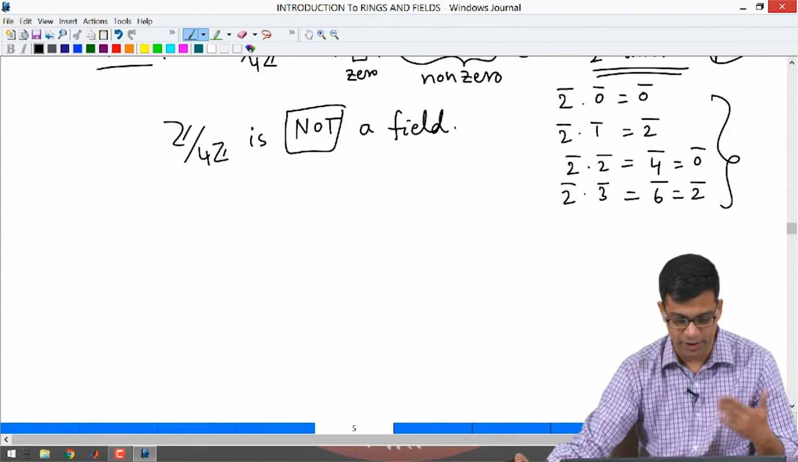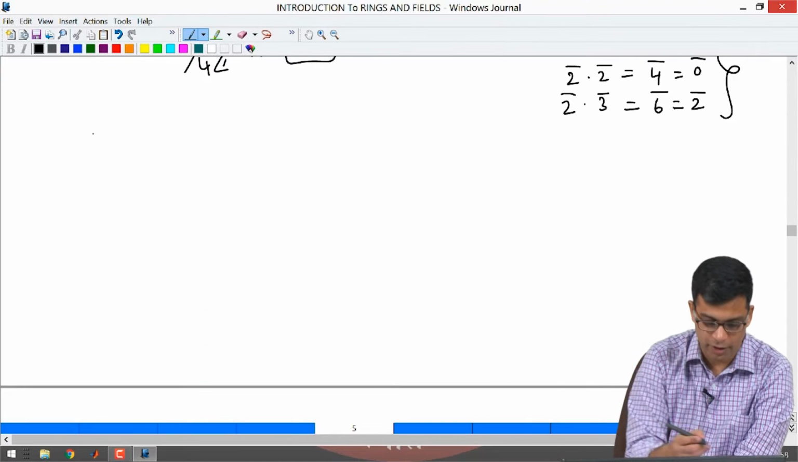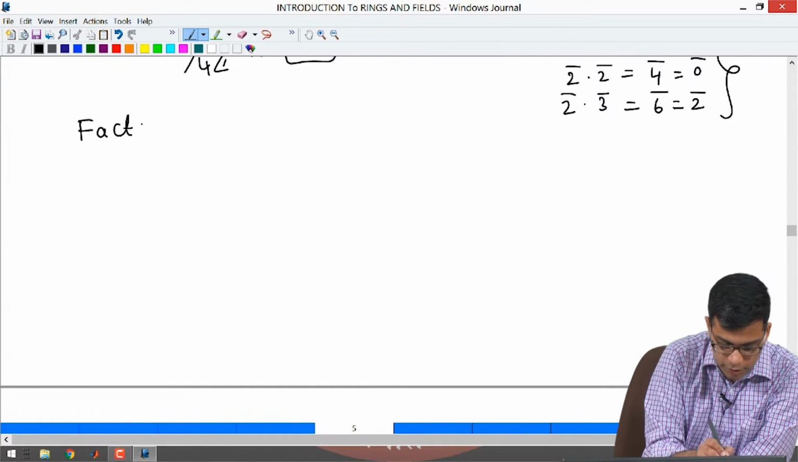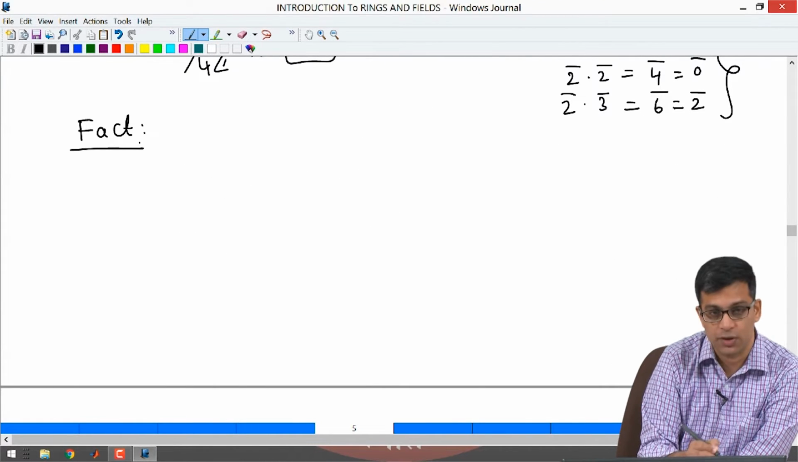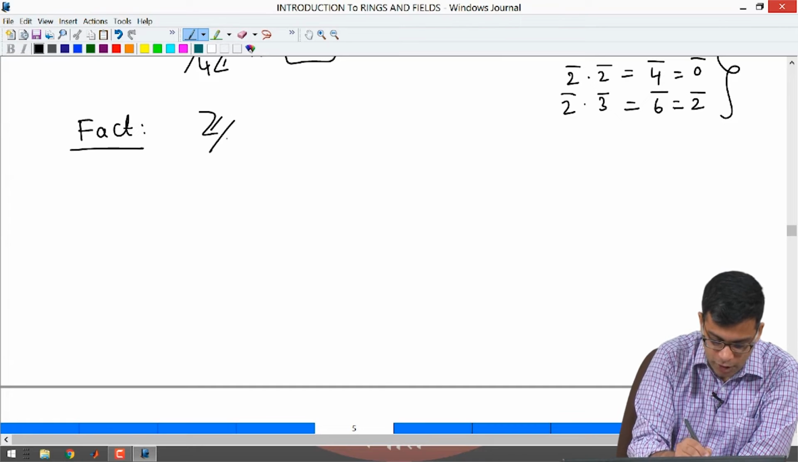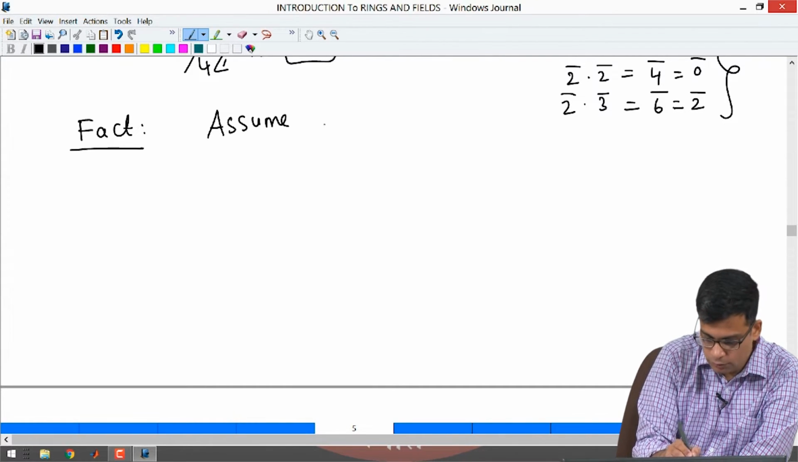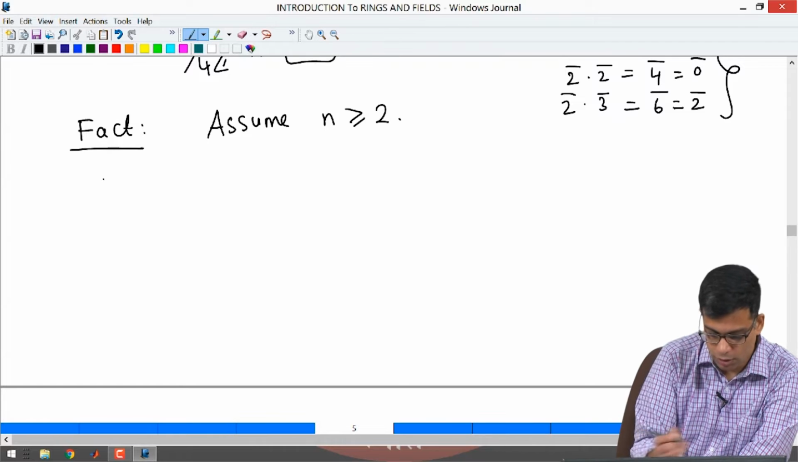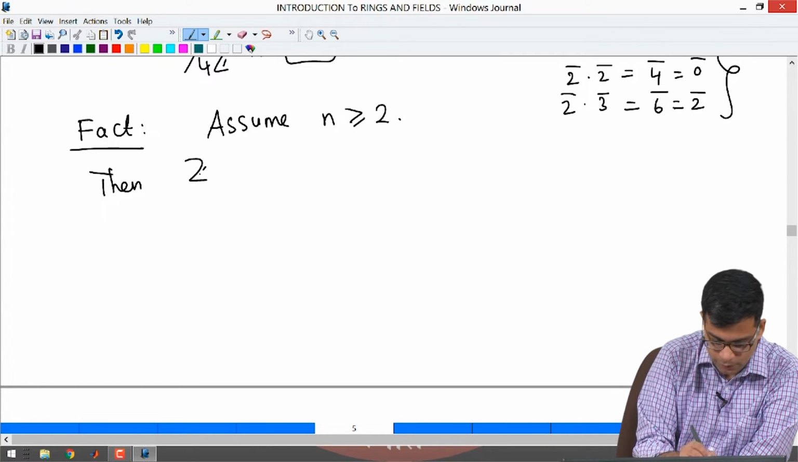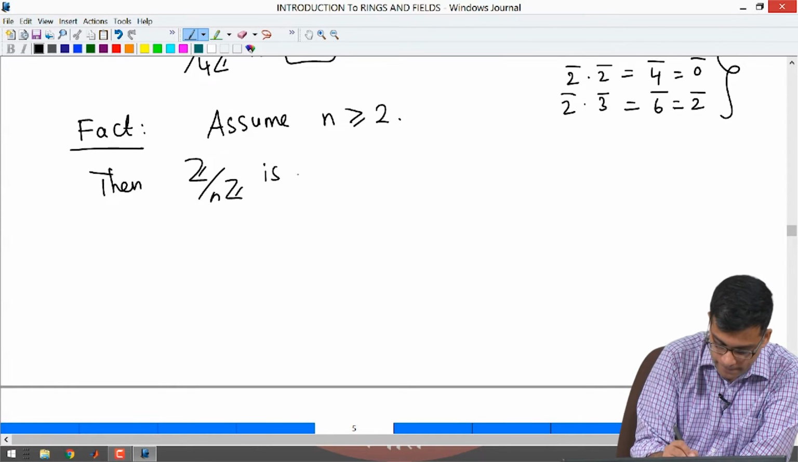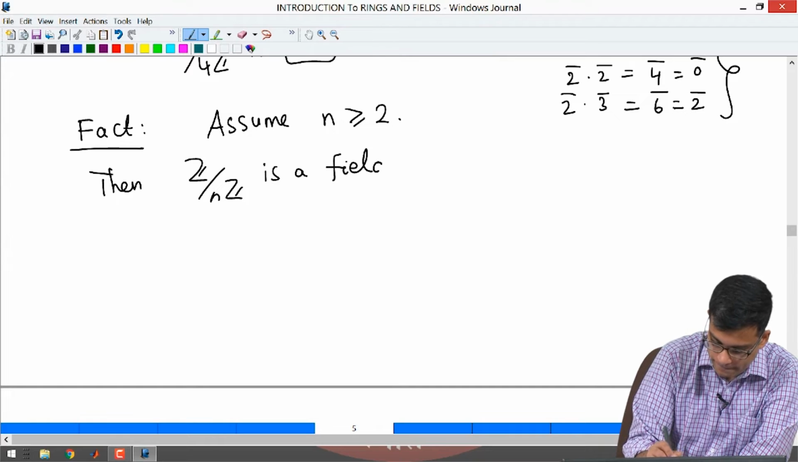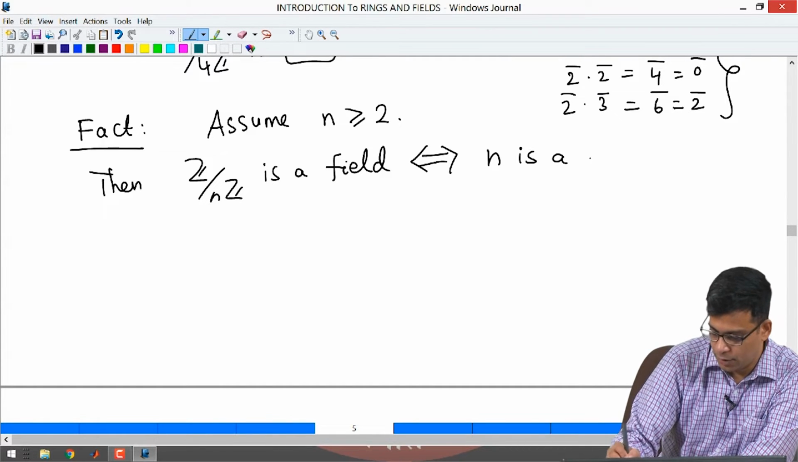Now you might see a pattern here. I will write a fact here, and I will tell you how to check this and ask you to complete the proof. Assume n is at least 2. Then Z mod nZ is a field if and only if n is a prime number.